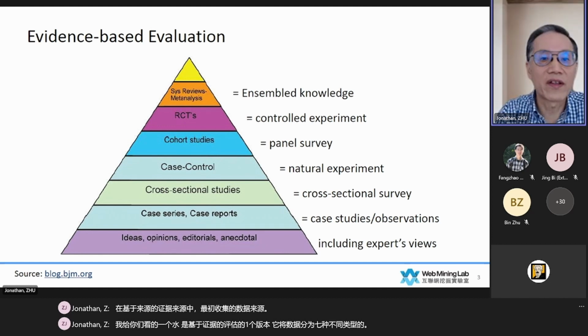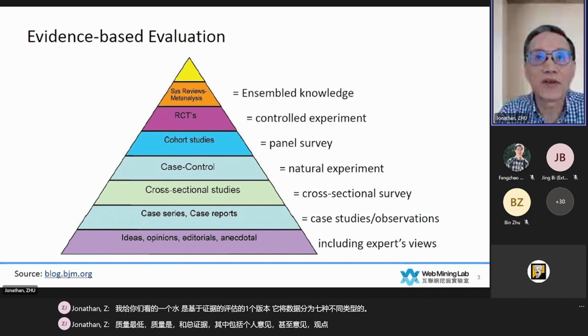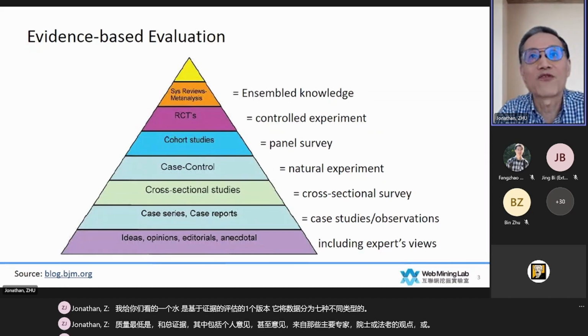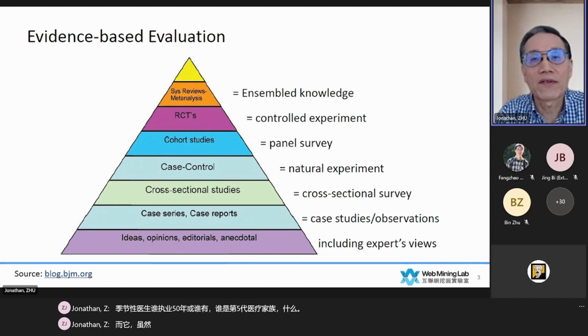quality. The lowest quality is anecdotal evidence, which includes personal opinions, even opinions and views from those leading experts, academicians or fellows or seasoned doctors who practice for 50 years or who is the 5th generation of a medical family, whatever. Anecdotal evidence is useful, informative, but carries the least weight in evidence-based research. And better than that is case study, individual cases.